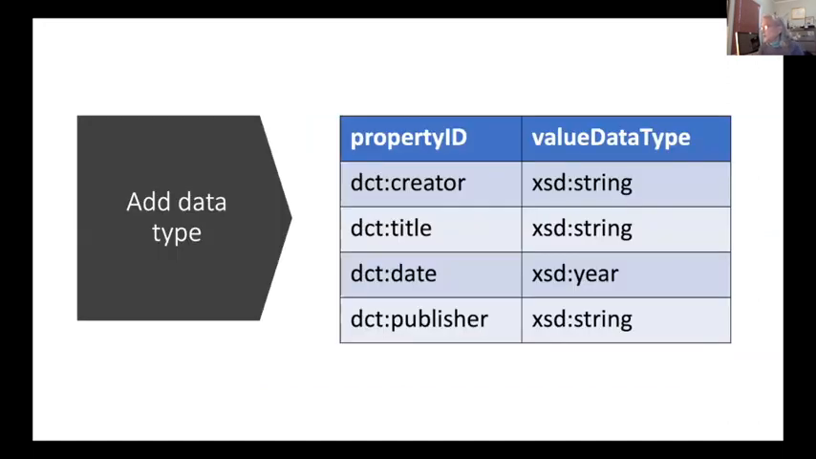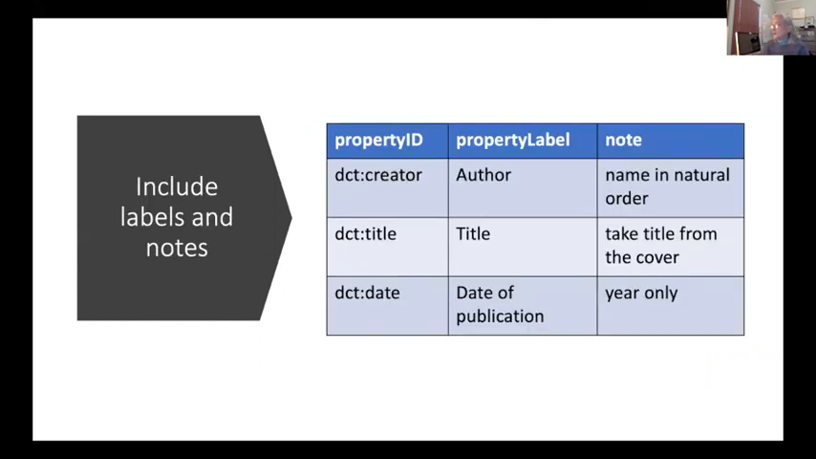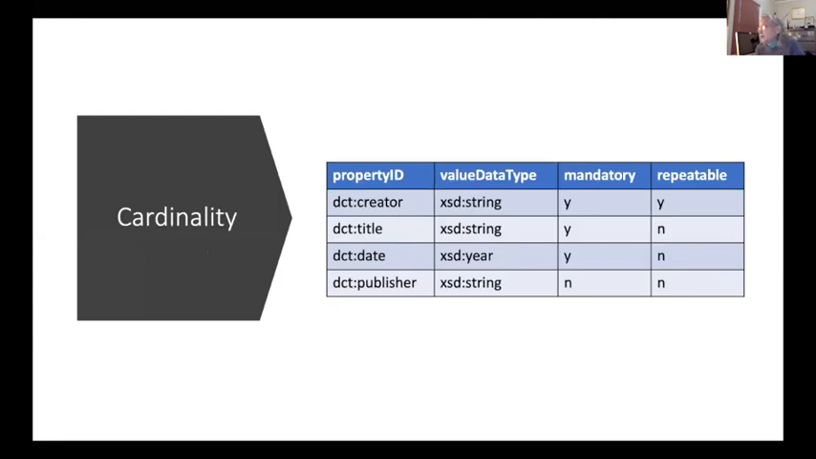Most likely you're going to want to add a data type. So we have the value data type column. You can also add labels and notes to make it more readable, because we assume that humans will create these, and that there will be times when humans want to read these to understand what the definitions and rules are for your metadata. Another very common need is to say whether things are mandatory or repeatable. So we have cardinality. We have 2 columns. They are Boolean, yes or no.